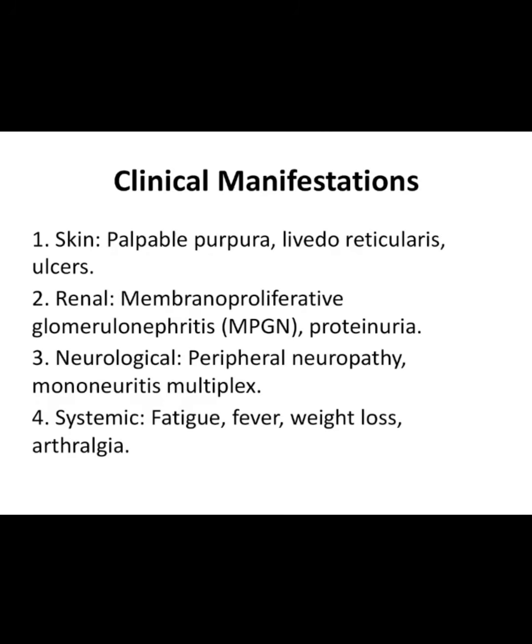Now coming to the clinical manifestations, most of the patients who have cryoglobulins don't have symptoms. If you take 100 patients who have cryoglobulins in the blood, 50% will be asymptomatic. The symptoms include, in the skin, palpable purpura, livedo reticularis and ulcers. Renal symptoms like MPGN, that is membranoproliferative glomerulonephritis, and proteinuria. Neurological symptoms, in that peripheral neuropathy and mononeuritis multiplex. Systemic symptoms like arthralgia, fatigue, fever and weight loss.